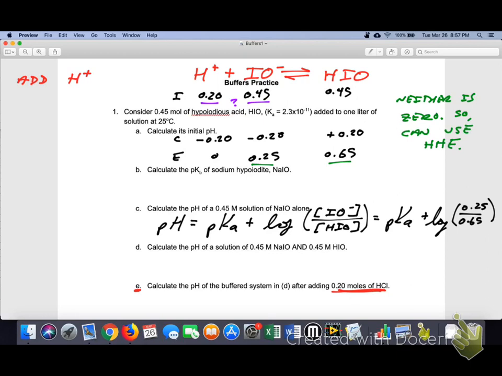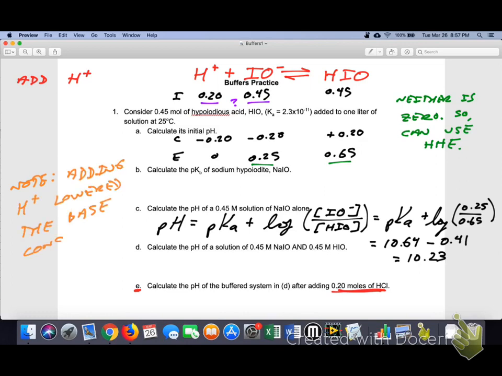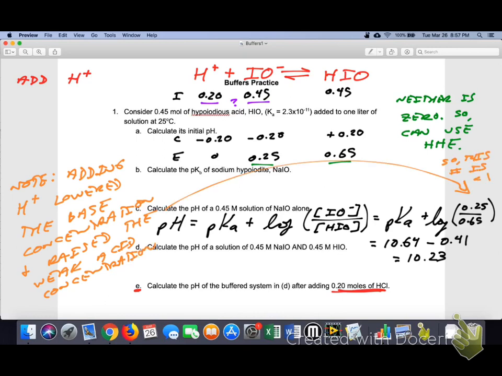Again, that number is less than 1, and so I expect log of that number to be a negative number, causing the pH to drop. And it does drop, but only drops by 0.41. And so the pH drops from 10.64 down 0.41 to 10.23. Now, that's what I expected. I expected the H plus to lower the base concentration and raise the weak acid concentration, which caused the pH to drop. But because of the presence of the buffer, it's not a very big change.